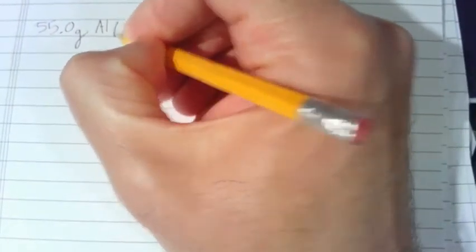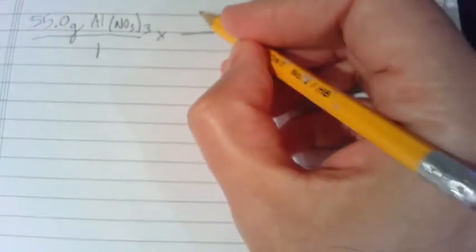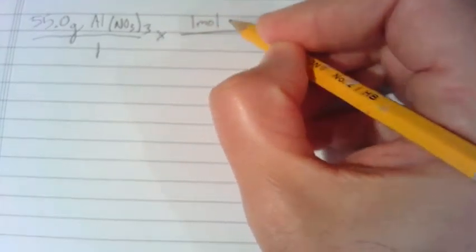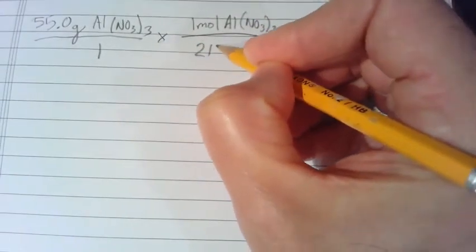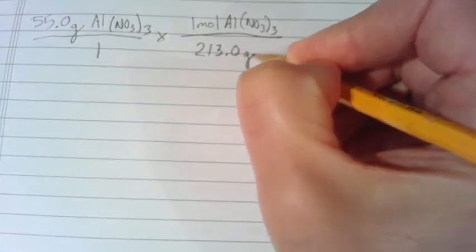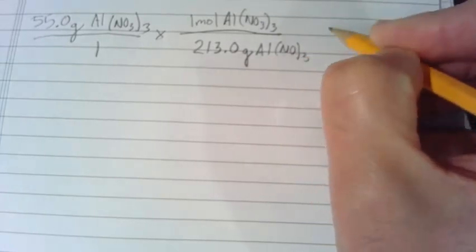Now, you guys have done this plenty of times, by hand mostly, and of course you've got your fractions, grams over 1, and then you're going to use your molar mass. 1 mole of aluminum nitrate is 213.0 grams of aluminum nitrate. And then, of course, we do the multiplication on the top, multiplication on the bottom, divide the top by the bottom, and we get a number.